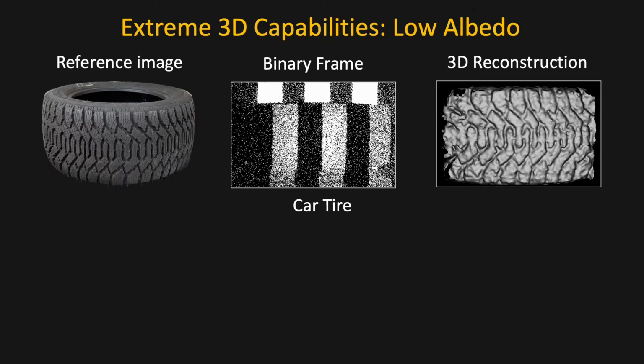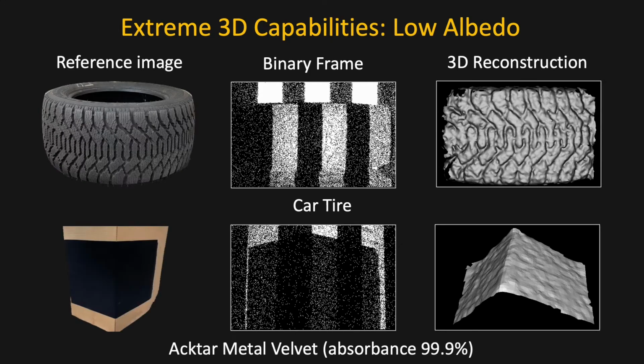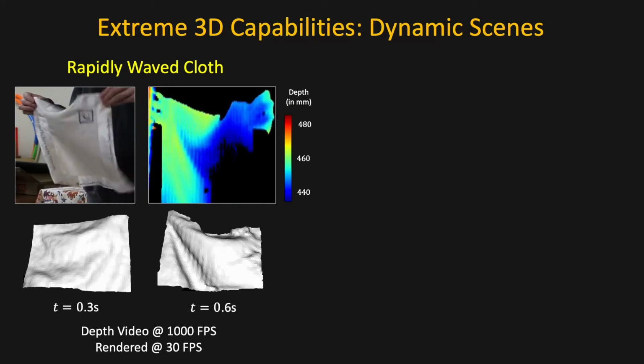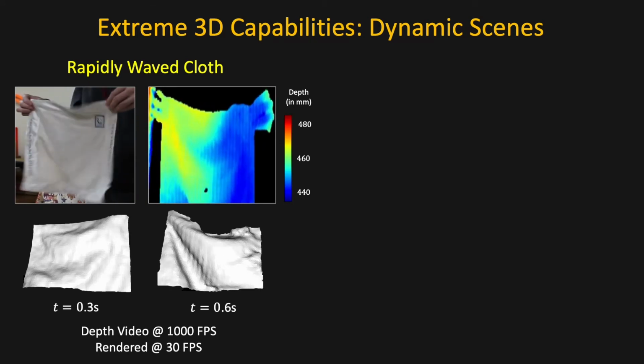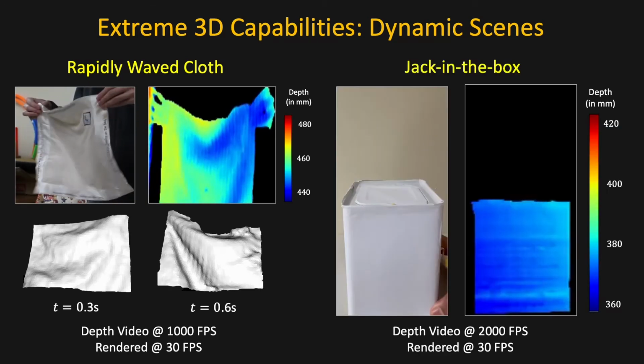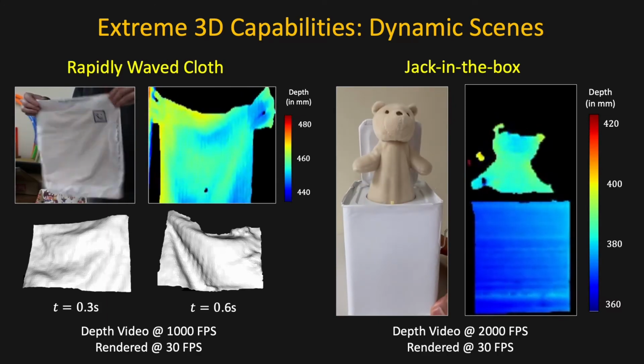Our lab prototype of single photon SL is capable of extreme 3D imaging and can operate in challenging SNR scenarios. We can scan objects with very low albedo, such as the car tire, and inverted V-groove shown here. We can also scan dynamic and non-rigid objects, such as the rapidly waved cloth and the fast-moving jack-in-the-box toy.